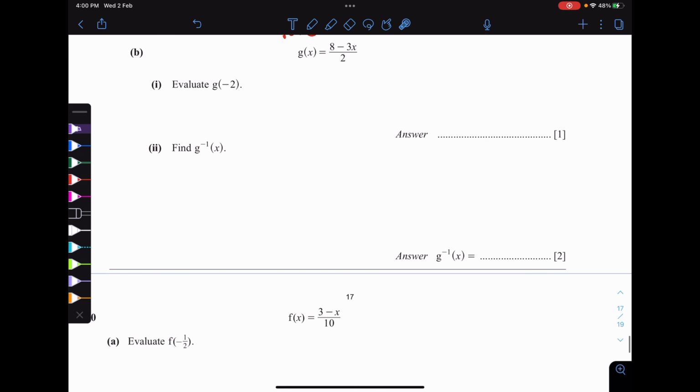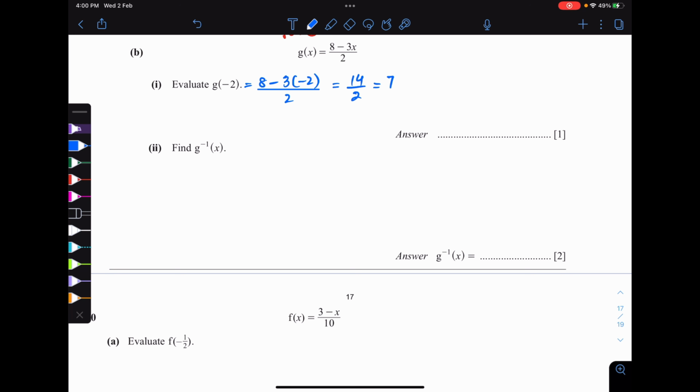Now, let's talk about the second part. Function g of x is (8 minus 3x) over 2. And now g of negative 2 is required. So what we're going to do is put 8 minus 3 times negative 2 in the function over 2. So this is 8 plus 6, which is 14 over 2. The final answer is going to be 7.